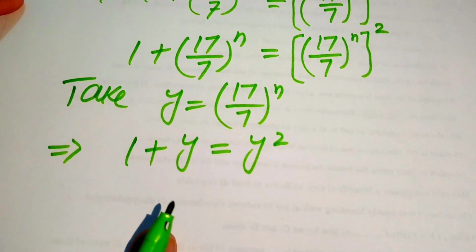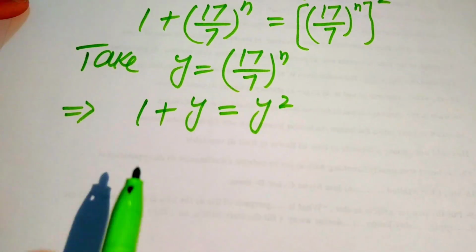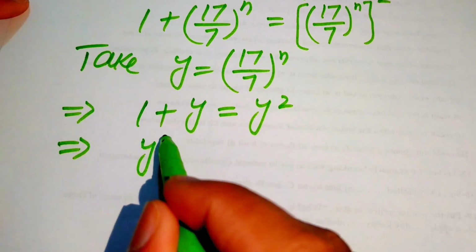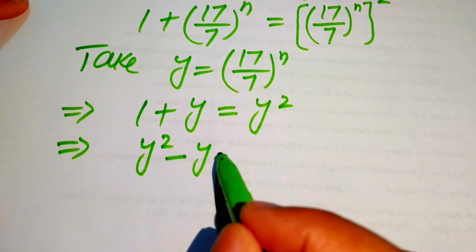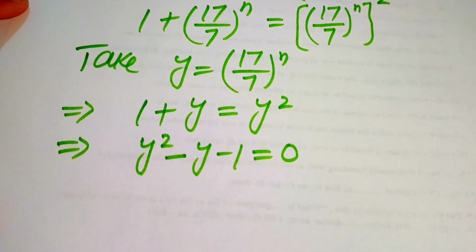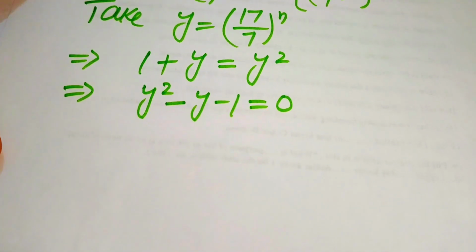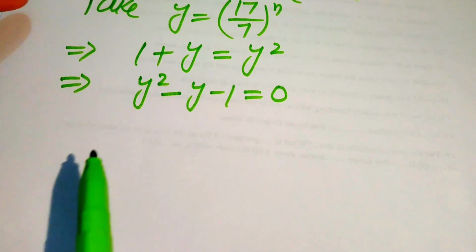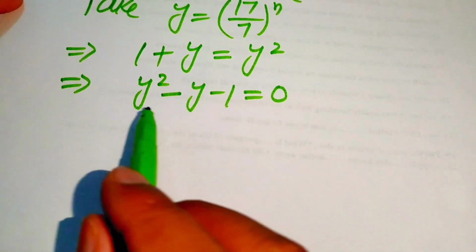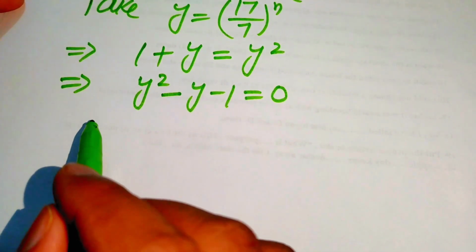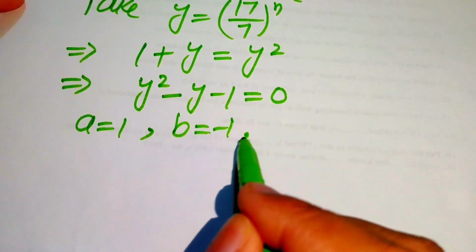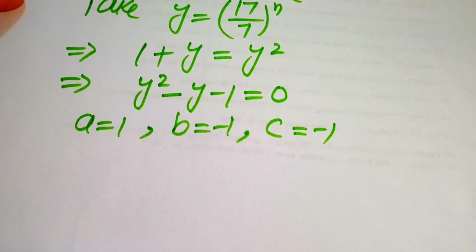So this is a quadratic equation but not in standard form. So now first we write this in standard form. We move this 1 plus y to the right hand side, and it will be written as y squared minus y minus 1 equals 0. Now in the next step, because this is a quadratic equation, we solve it by using the quadratic formula. So first we write the coefficients of this equation, and the coefficients are a equals 1, b equals minus 1, and c equals minus 1.